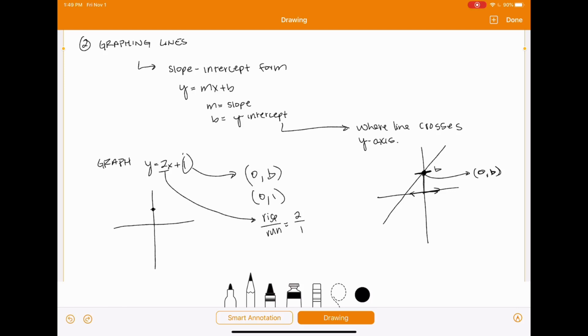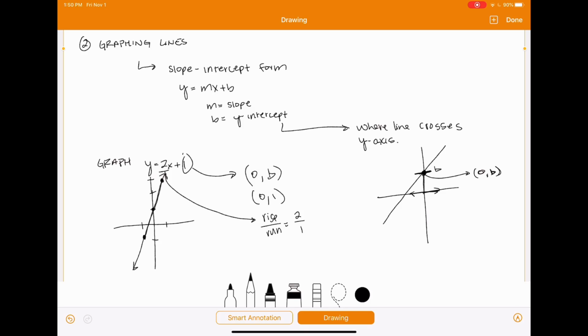Let's see here, we'll extend this line a little bit. 1, 2, and then over 1. All right, now notice because it's positive, I went up and then to the right. And then you can also go down and to the left, because 2 negatives equal a positive. All right, and then you just connect those lines. And that would be your graph right there.